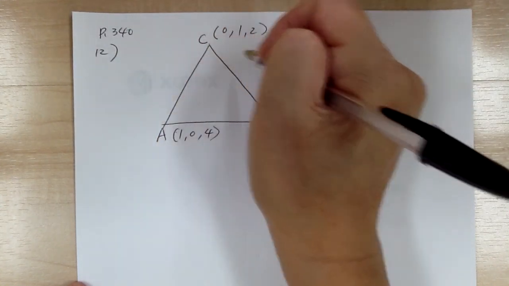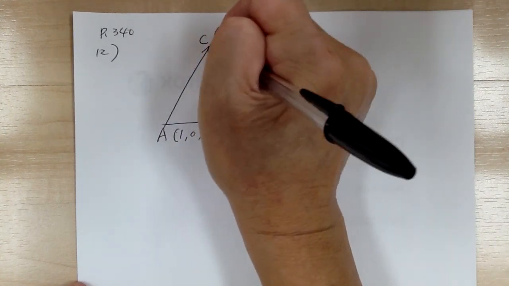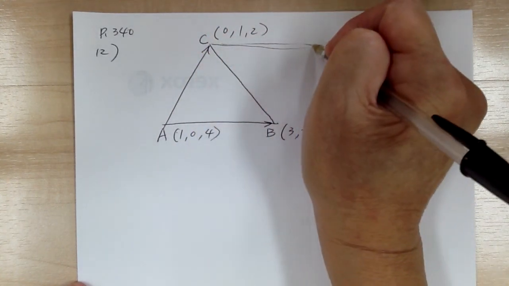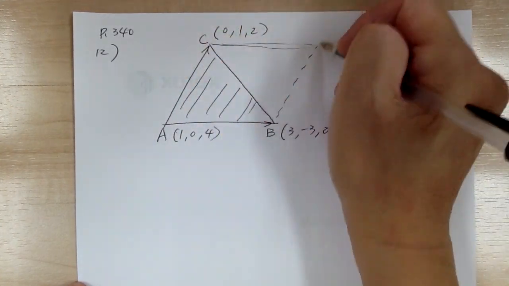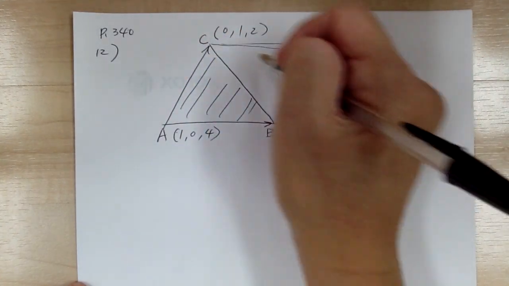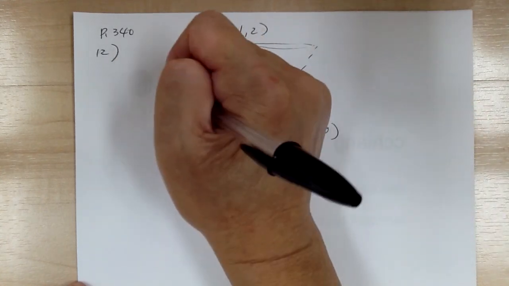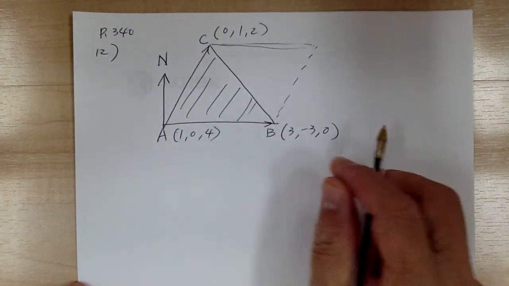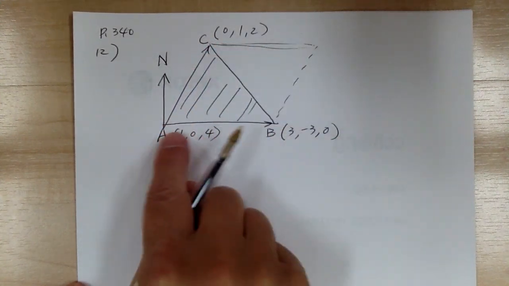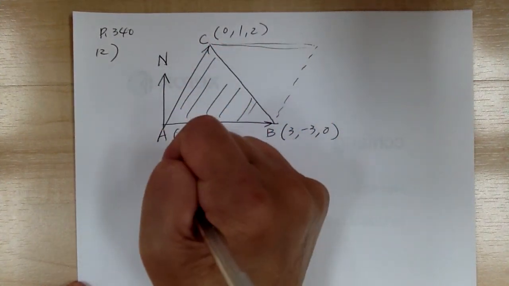Okay, and again, get your vectors. So again, you're looking for this area. But first you have to find the cross product, which means the area of the parallelogram. Okay, so here's your normal. So first you have to get the two sides first. So you need to get a vector AB.